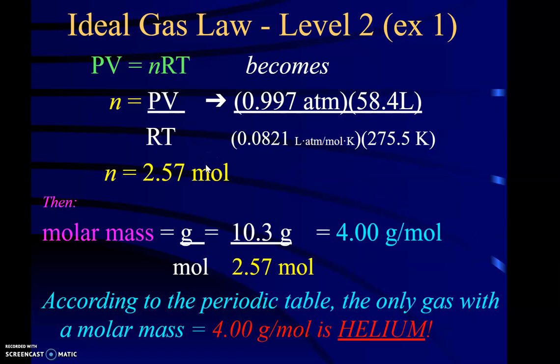So we pull up the molar mass and check it with the periodic table. So we plug into our ideal gas law, solving for N. N equals 2.57 moles. Then we convert our 10.3 grams, we divide it by 2.57, because grams per mole is our ratio for molar mass. And we get a molar mass of 4.0 grams per mole. And then according to our periodic table, the only elemental gas with a molar mass of 4.0 is helium. And that's how we can work with these extensions of our ideal gas law problems.